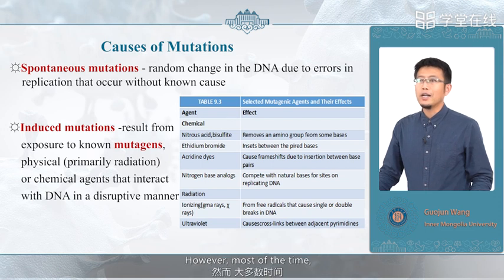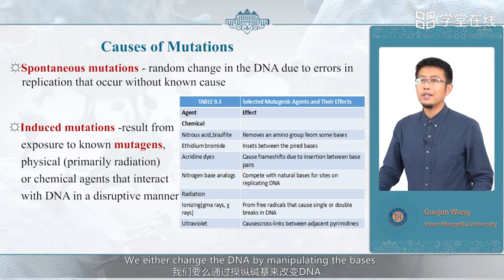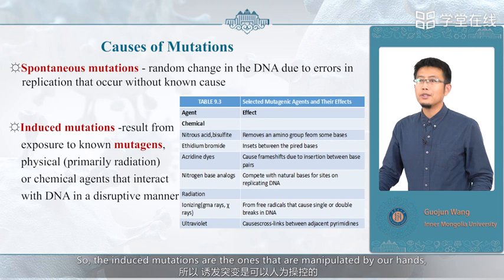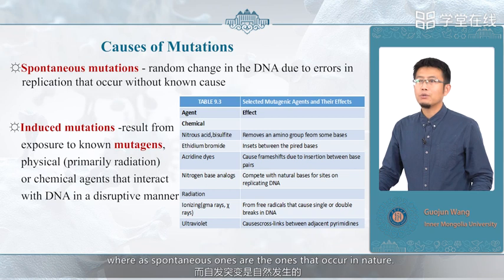However, most of the time, when we are talking about science, we induce mutations. We either change the DNA by manipulating the bases or expose it to different chemicals, radiation, or other things to change the DNA base physically. They are known as induced mutations. So, the induced mutations are the ones that are manipulated by our hands, whereas spontaneous ones are the ones that occur in nature. Here is the list of different chemicals on the slide that change things.